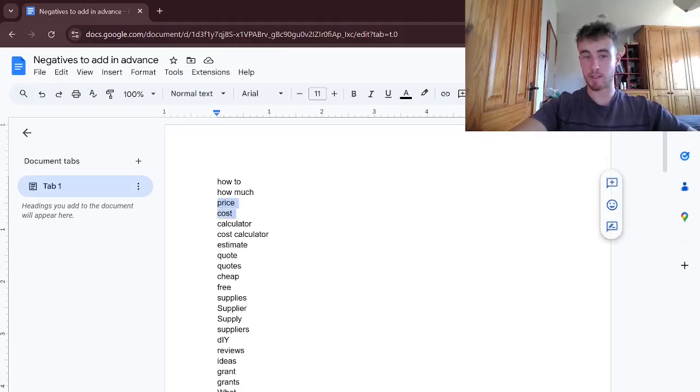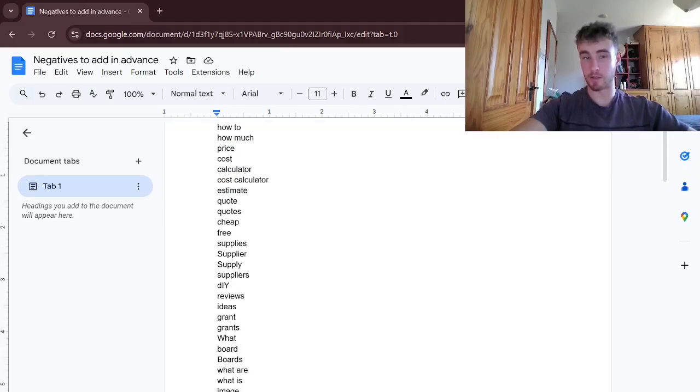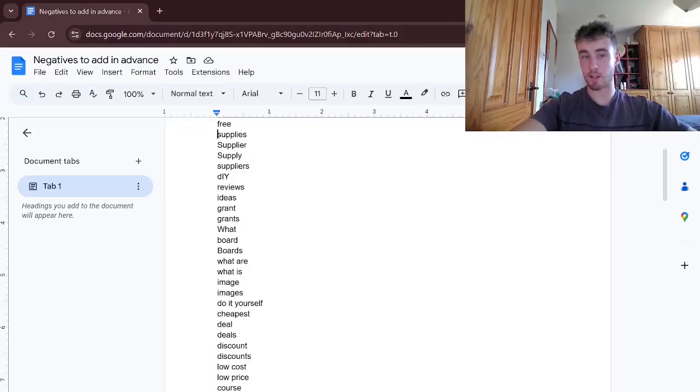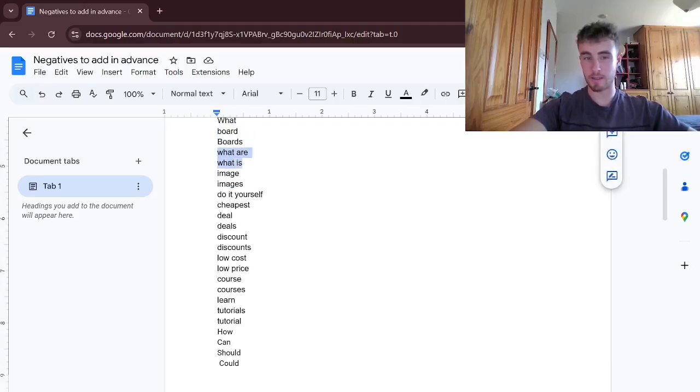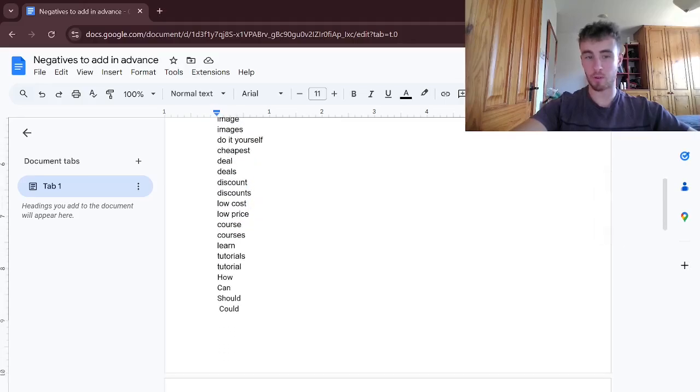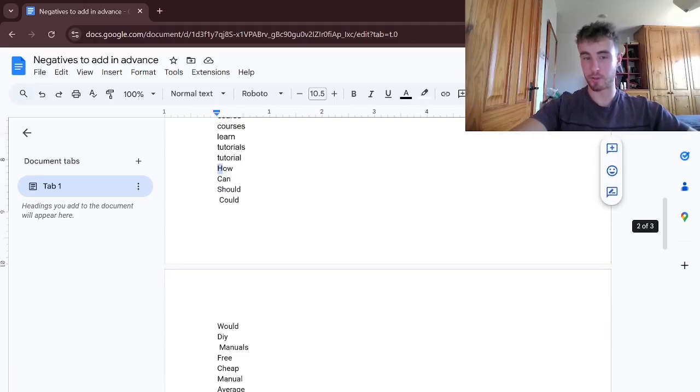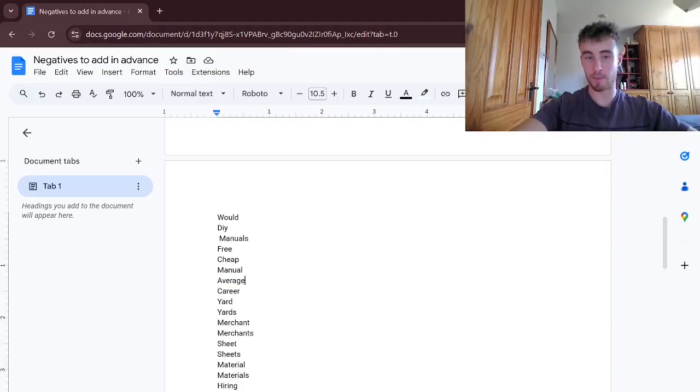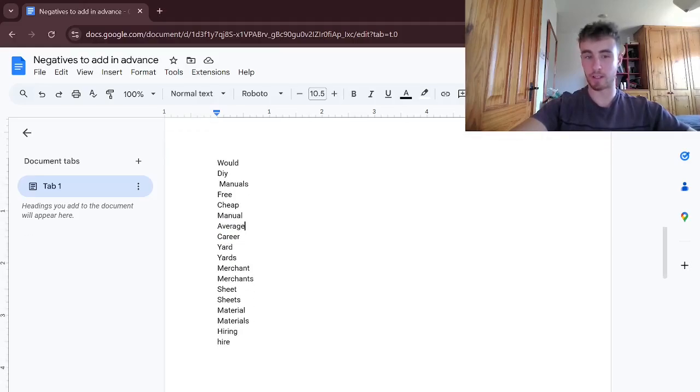Now, things like price and cost can vary in certain scenarios. You might want to appear for cost-based searches, but if you really want to be as strict as possible from the very beginning, then those are also things you can exclude. But as a service-based business, for example, things like suppliers, what is cheapest, discount, low cost, low price, course, courses, how, can, should, could, would, DIY, cheap, average is one as well, because people often look up what is the average cost of this service. So it's very informational but not commercial.